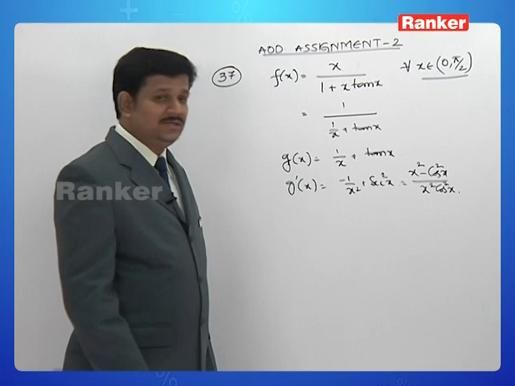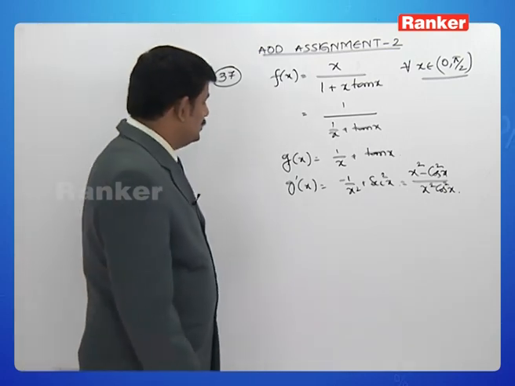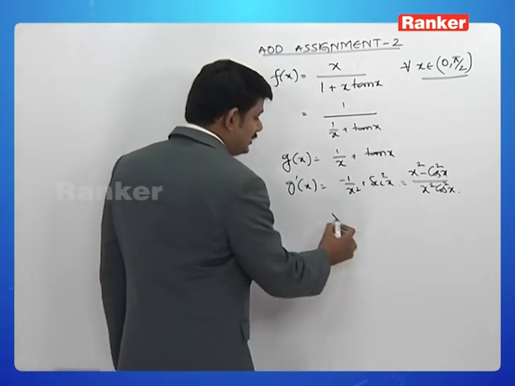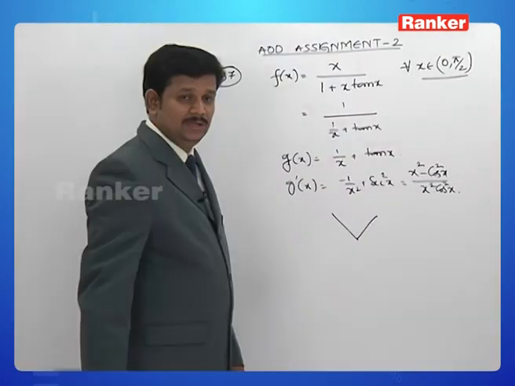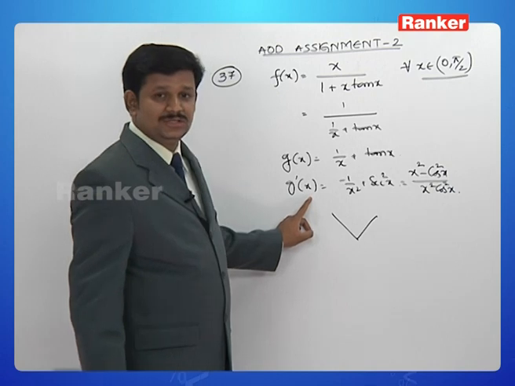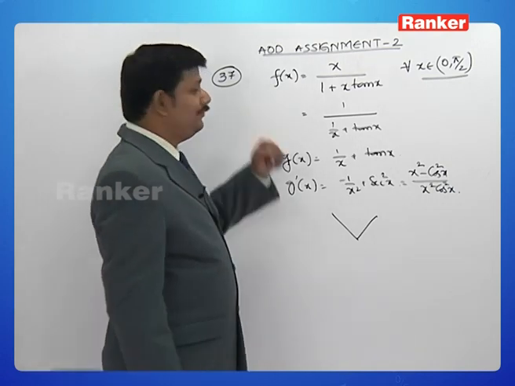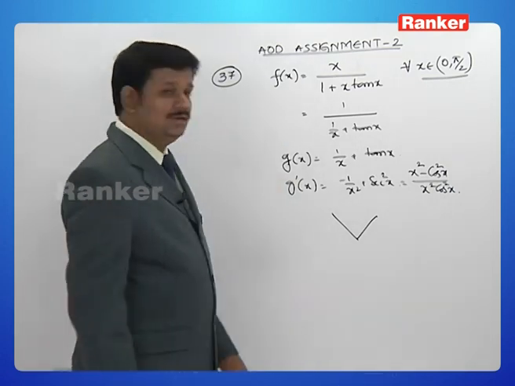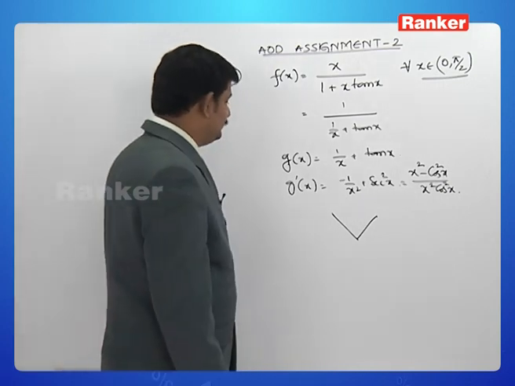So, partially it is negative and partially it is positive. So, g dash of x initially it is negative and finally it is positive. So, it can't be a strictly increasing function or strictly decreasing function. So, f of x is not a strictly increasing function nor a strictly decreasing function.